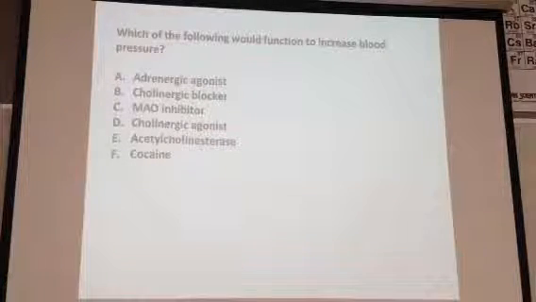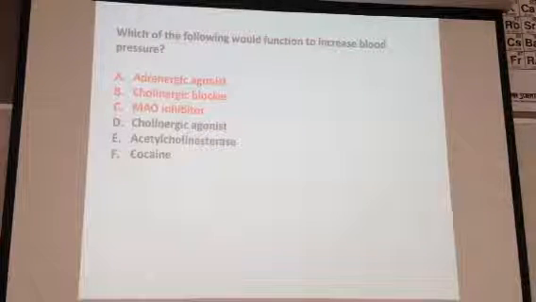So which of the five would function to increase blood pressure? So we're looking for sympathetic or parasympathetic activity. Okay, sympathetic, so adrenergic agonist. It's going to increase just like norepinephrine does. A cholinergic blocker would as well, because it's going to stop acetylcholine's effect and thus allow sympathetic to be the only one that's affecting it.